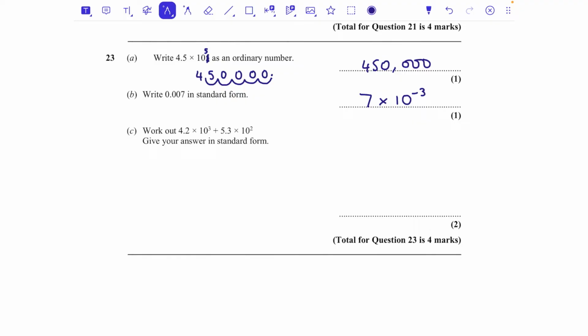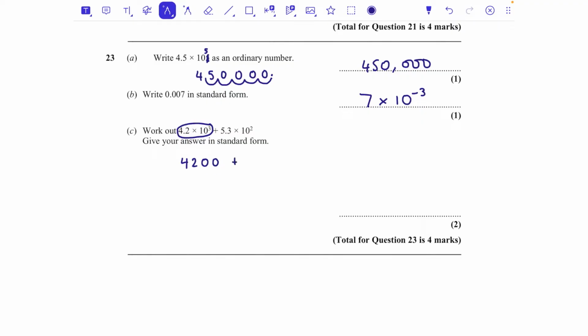And then for part C, work out 4.2 times 10 to the power of 3, add 5.3 times 10 squared, give your answer in standard form. Now we do have a calculator for this, so you can absolutely just type that in your calculator, but if you didn't have a calculator, you might want to put both of these numbers as ordinary numbers, then add them and put them back. So 4,200, because if I multiplied that by 10 once, twice, 3 times, that's what I would end up with.